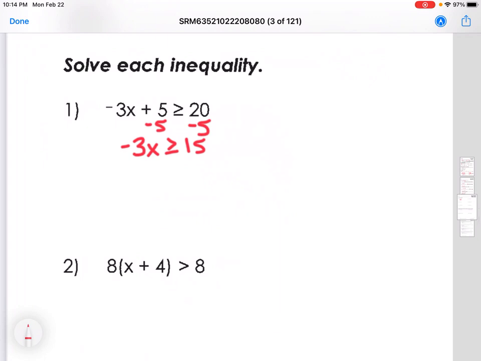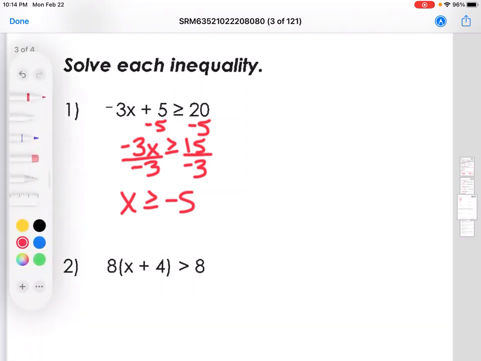So now I have negative 3 times a number. So I want to use the inverse, which would be division. So divide both sides by negative 3. So x is greater than or equal to 15 divided by negative 3, which is negative 5. But I always want to check my inequality. So to check it, it's best to check with a number above and a number below your solution. So I want to check negative 4 and negative 6.